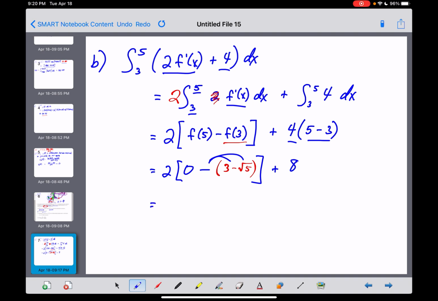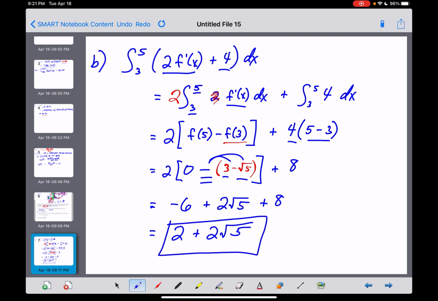Okay, so a little bit ugly right here. This minus 3 becomes negative 3 times 2 out in front, which is a negative 6. That is a plus root 5 times 2, so that's a plus 2 root 5. And then a plus 8 at the end of all that is going to get us a 2 plus 2 root 5. And that's what I think we have right here for our answer for part B. Yep, 2 plus 2 root 5, and that's it.